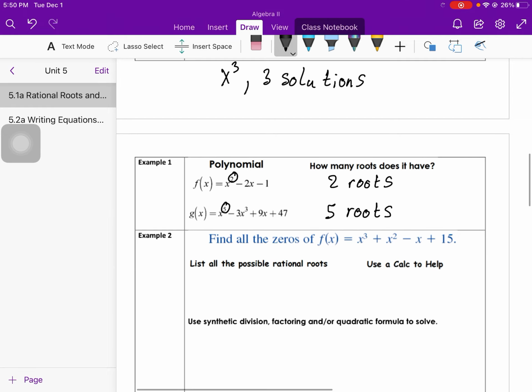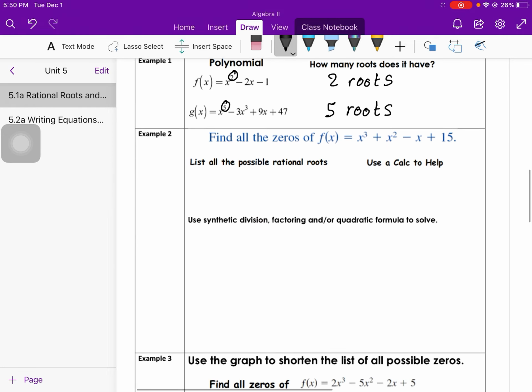All right, example 2 says find all of the zeros of f of x equals x cubed plus x squared minus x plus 15. Before, what we tried to do is factor that using factoring by grouping. We're not going to do that this time. We're going to list all of the possible rational roots, and then we're going to use a calculator to actually graph this, and then we're going to break it down using synthetic division, like what we were doing before.